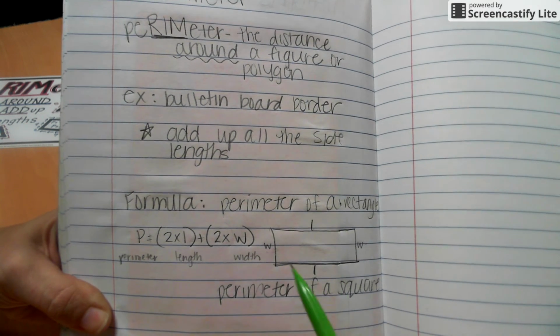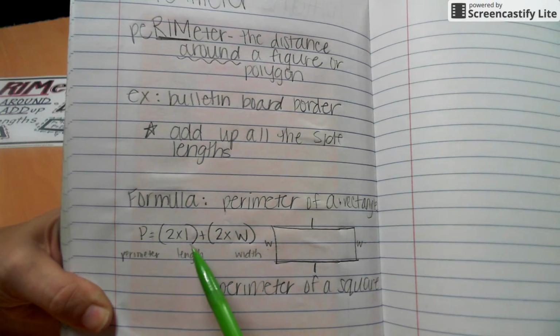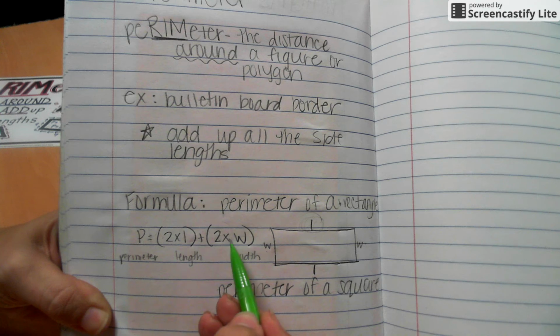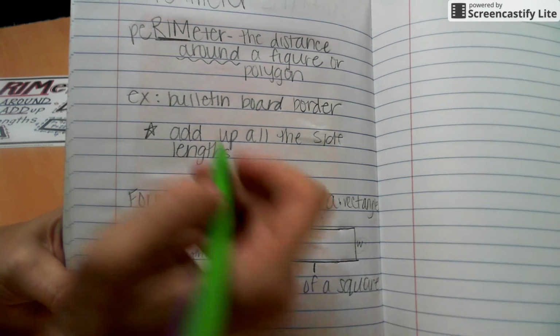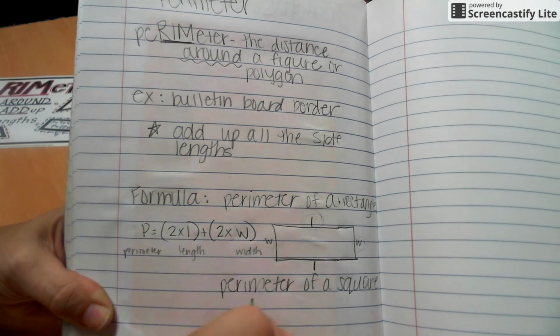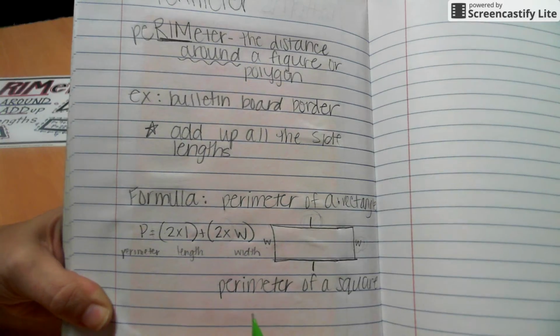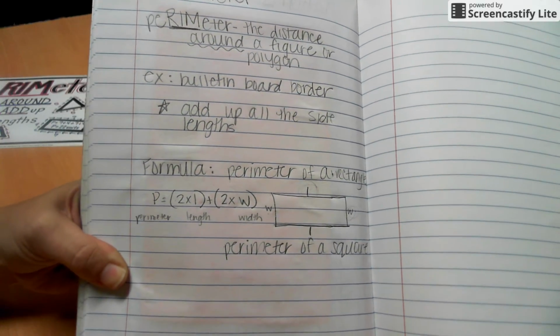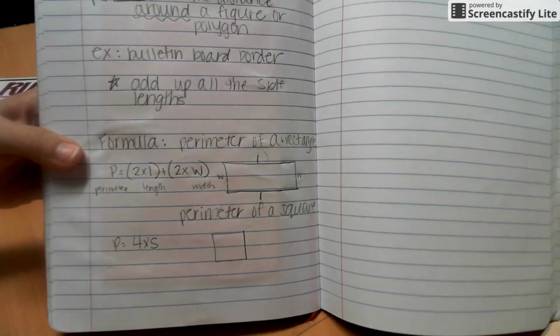So up here we said we could just add all 4 sides, or you could just do 2 times this one number, 2 times this one number, and then add them together. That's just another way of doing it. Go ahead and write that down, then we'll do square.